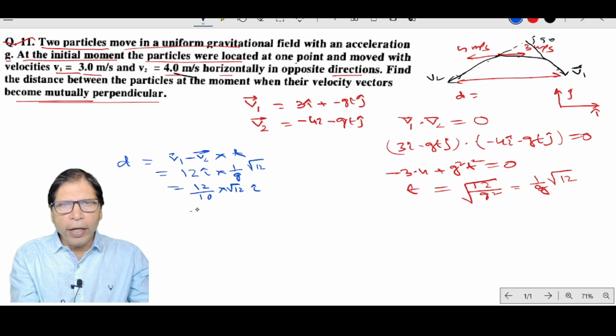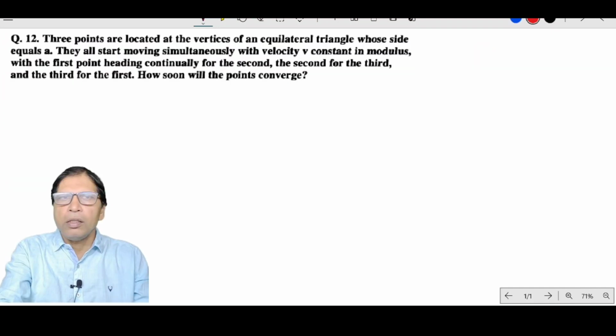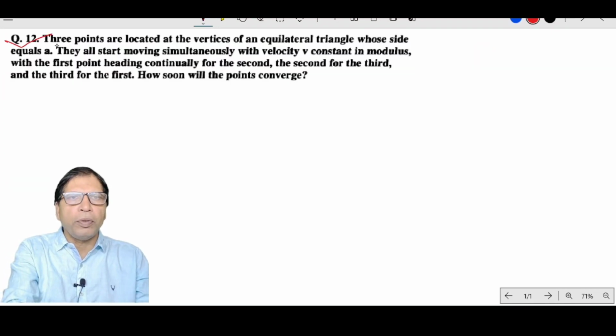Okay. So here this is 1.2, and root over 12 is almost 3.5. So 1.2 into 3.5 i cap gives 0.2 into 3.5, which means 0.7. So this is 3.5 plus 0.7, so 4.2 is the distance between the two particles. Okay, understood?